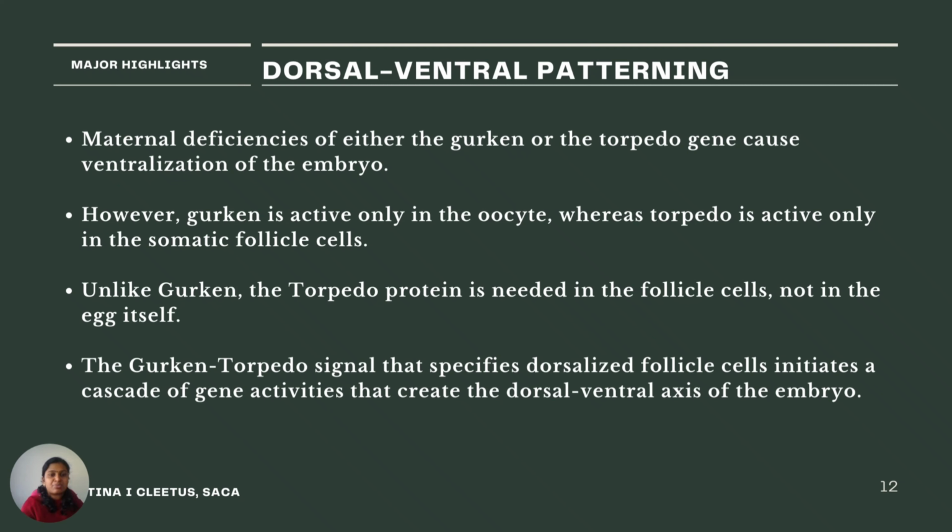And this Gurken-torpedo signal that specifies the dorsal follicle cells initiates a cascade of gene activities that create the dorsal-ventral axis of the embryo. And next we will go into detail about this cascade of gene activities.